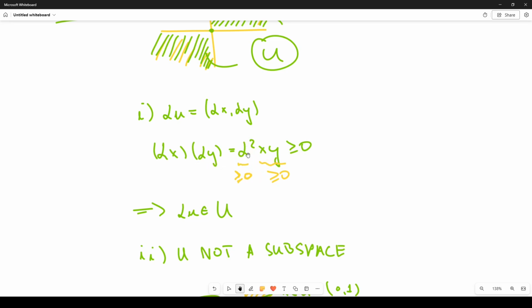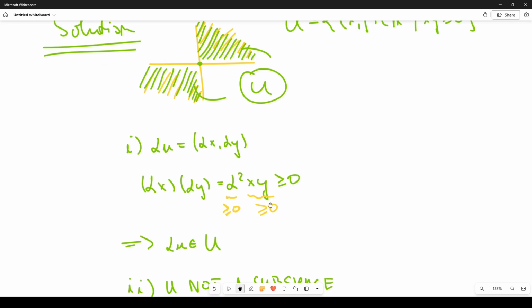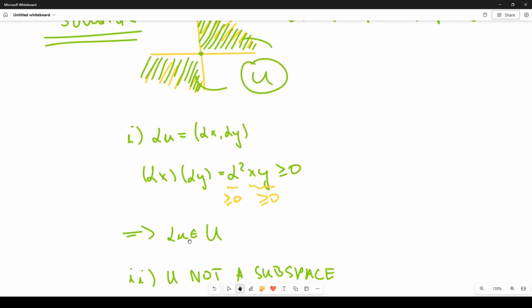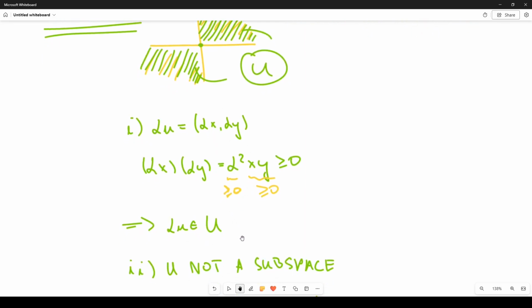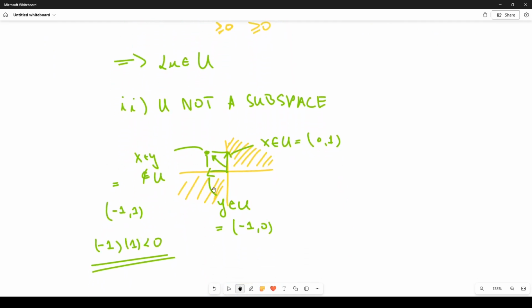Well, alpha squared is always greater than or equal to 0, and x times y, due to how our set U is defined, is also greater than or equal to 0. So this is greater than or equal to 0. That means that alpha times u belongs to U. So it is closed under scalar multiplication. And now to show that it's not a subspace, well, here's a counterexample.